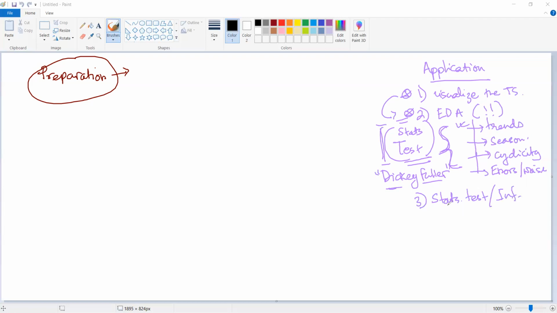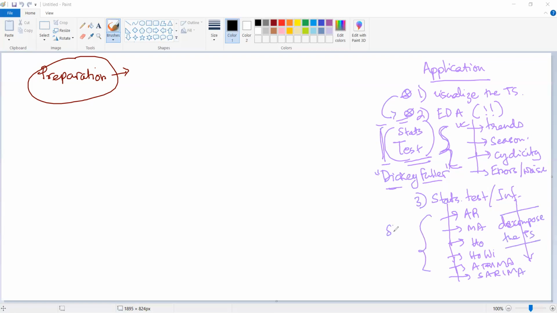This is where we are going to do things like auto regression, moving average, Holt's method, Holt's Winter method, then ARIMA, then there can be SARIMA. So these are the techniques that we are going to use to decompose the time series. And once the time series is decomposed, we will be able to know the structure, the format, the shape, or whatever characteristics we have.